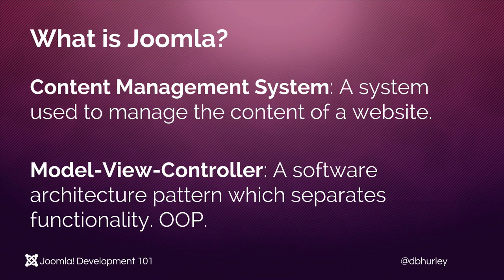Joomla, from an architecture standpoint, follows a model view controller pattern. This is a very common pattern found in software, and what it does is it separates functionality out between a controller which directs the action, a model which performs various activities, and the view which will render or display it to the user. When dealing with model view controller, and especially with Joomla, we follow object-oriented programming.